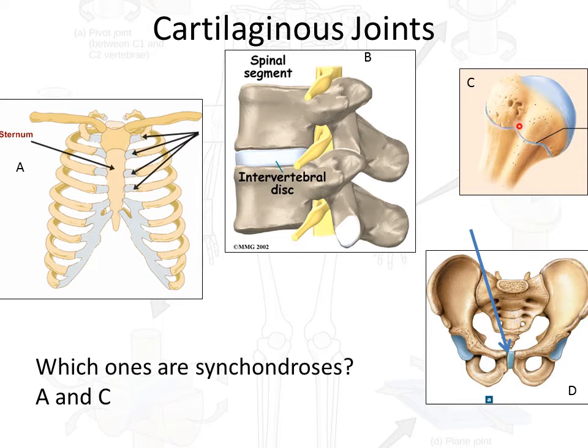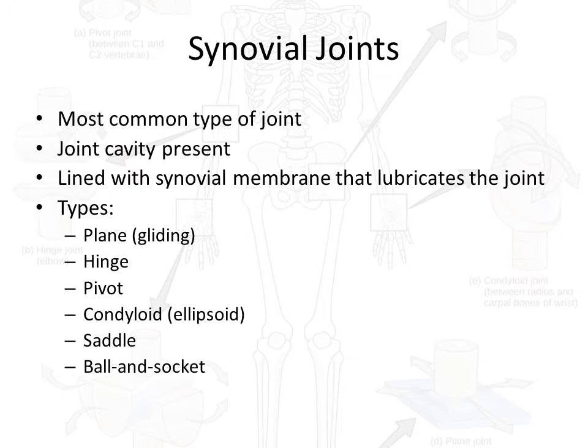C is an example of a growth plate. The hyaline cartilage in the growth plate, as you know, eventually closes. And then the two other examples are symphysis type joints. We have the pubic symphysis here, which is fibrocartilage. And then we have the intervertebral disc, which is also fibrocartilage. So those are two different types of cartilaginous joints.